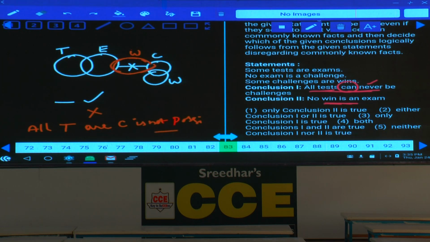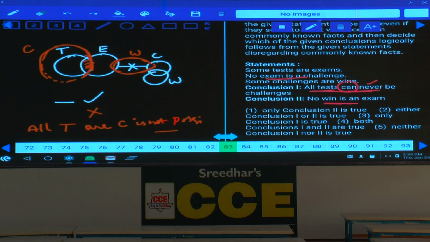Now first let us check whether all tests or challenges is possible or not. These are the tests, all tests or challenges, now I am checking whether it is possible or not. Tell me whether I can draw challenge like this. If you draw challenge like this, then what is the statement here? No exam is a challenge will be false, because exam and challenge have become intersected with each other, isn't it? Hence the statement is invalid.